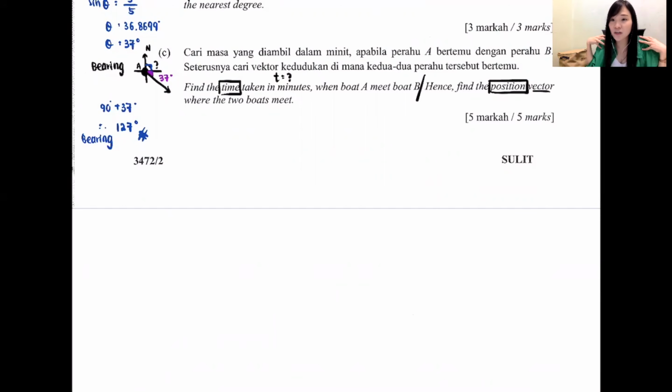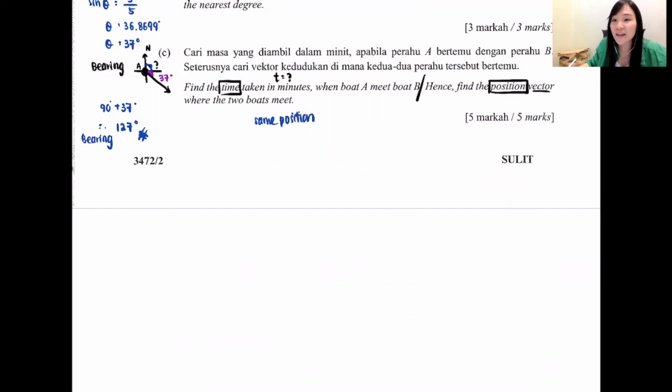Like me travelling in Penang at 50 km per hour, and you travelling in KL at 50 km per hour. Our speed is the same. But do we meet each other? No. My dear, for us to meet each other, that means we need to be what? We need to have the same position.